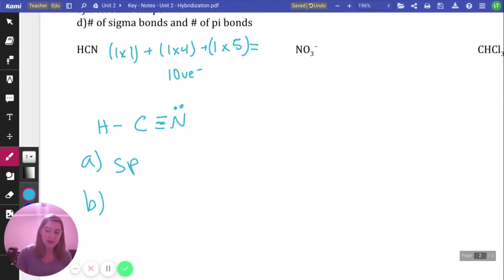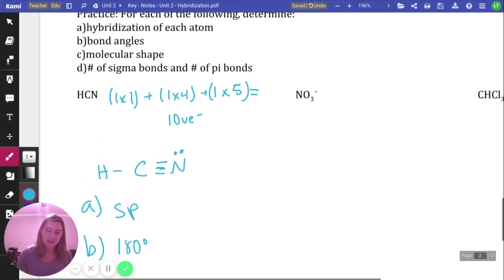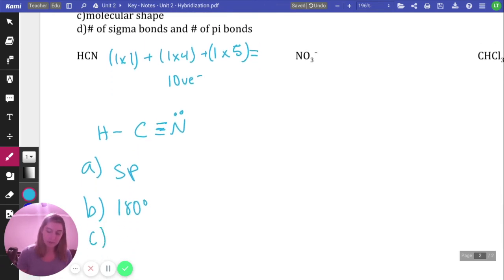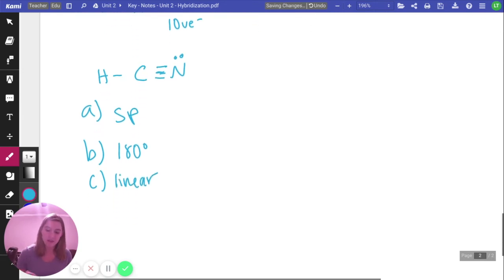Next, I want to know bond angles. Since there are only two things bonded to my central atom, and no lone pairs, this atom has a linear shape, so it has 180 degrees. Our molecular shape was actually the next thing. So 2 bonds, no lone pairs gives us linear shape. Guys, that's just from that VSEPR chart that you need to know.